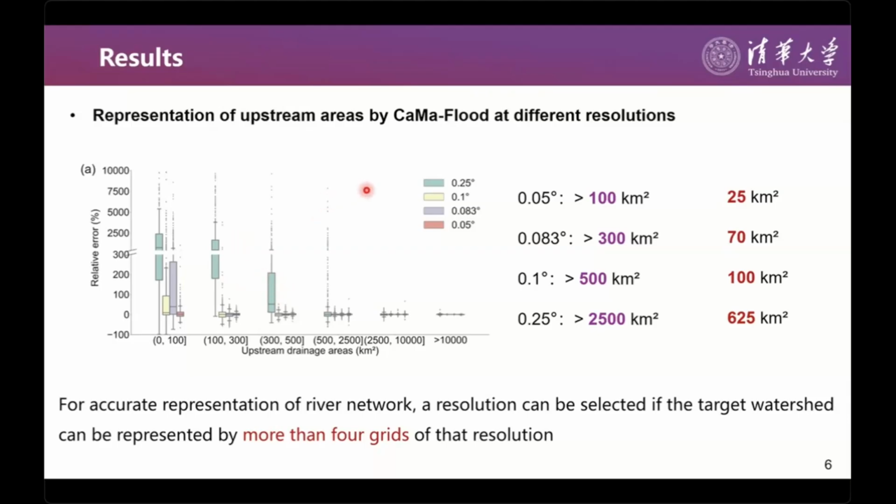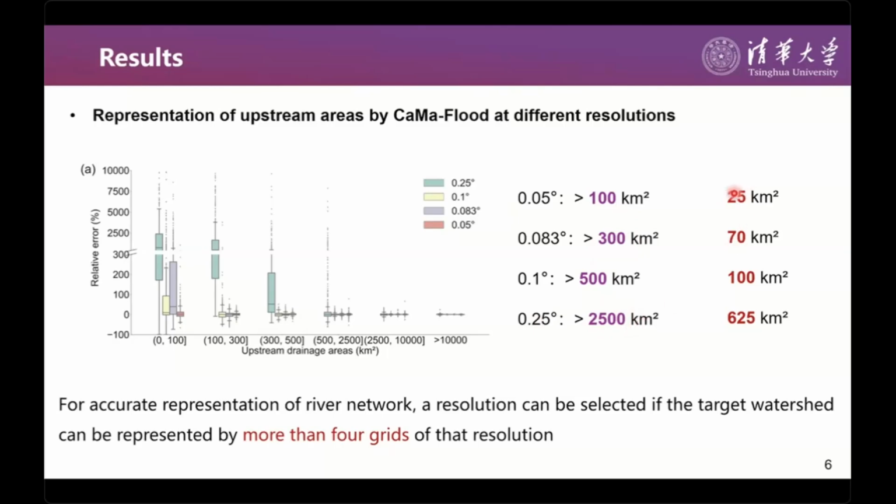In discharge and flood simulation, most current research considers a relative area of 20% or less in the upstream drainage area as an accurate representation of the upstream river network. As shown in this figure, the CaMa-Flood model with a resolution of 5 km, 8 km, 10 km, and 25 km is capable of accurately representing the upstream drainage areas for reaches with an upstream drainage area larger than 100, 300, 500, and 2,500 square kilometers.